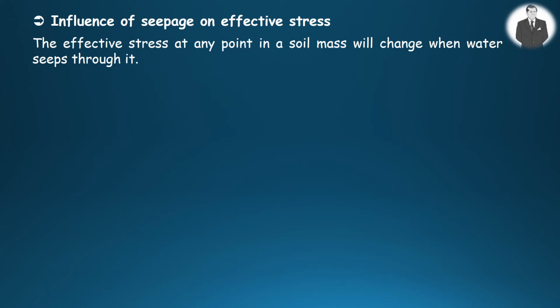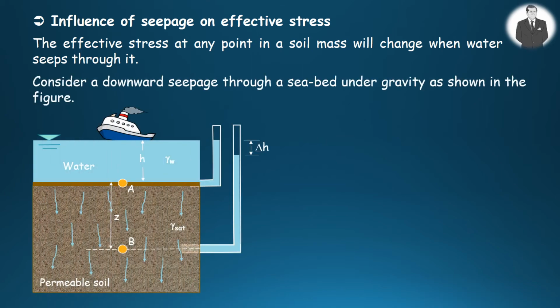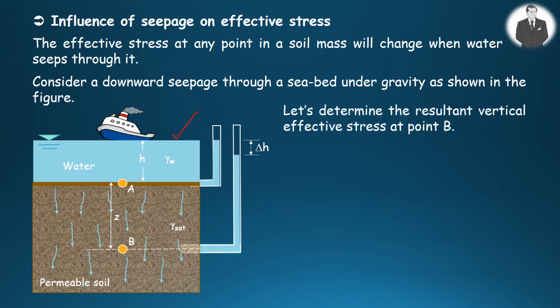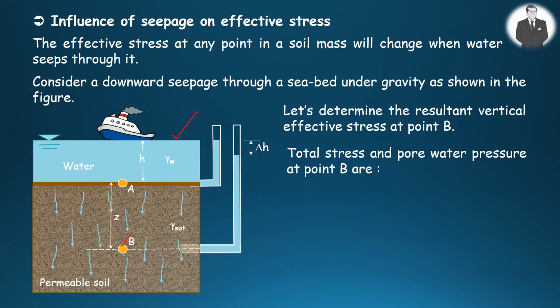The effective stress at any point in a soil mass will vary when water is in motion. To understand this, consider a case where downward seepage takes place through a seabed under gravity, as shown in the figure. Let us determine the effective stress at point B beneath the seabed. To do this, we need initially to calculate the total stress and pore water pressure at point B.